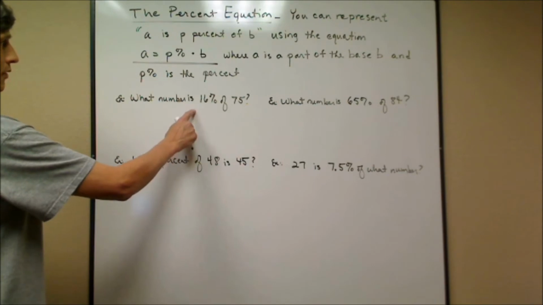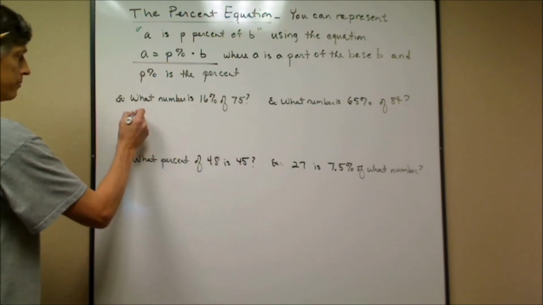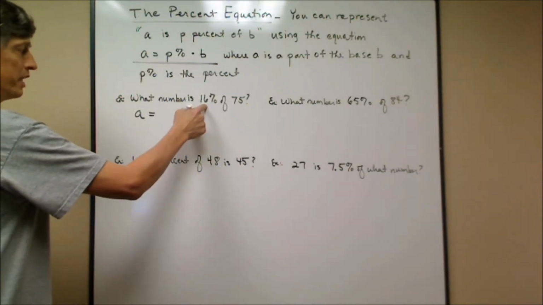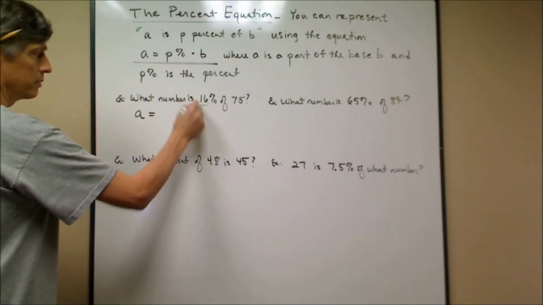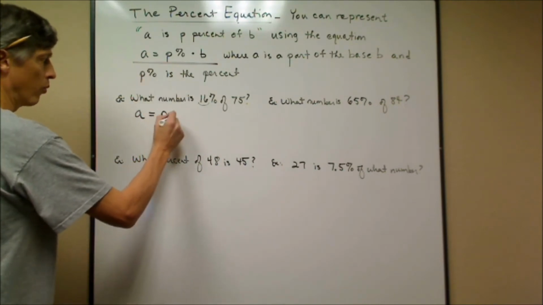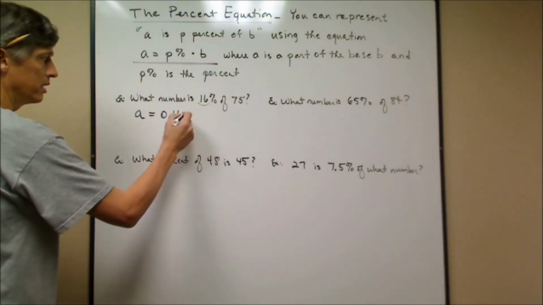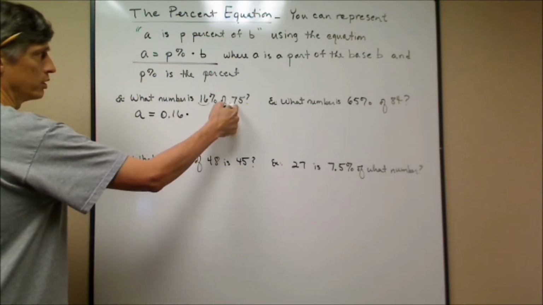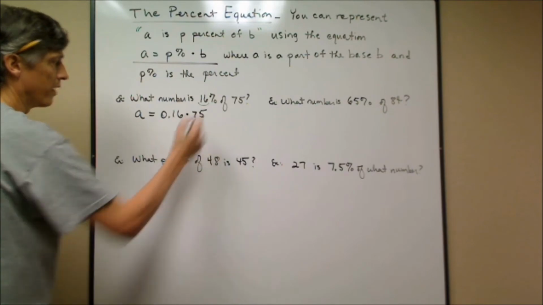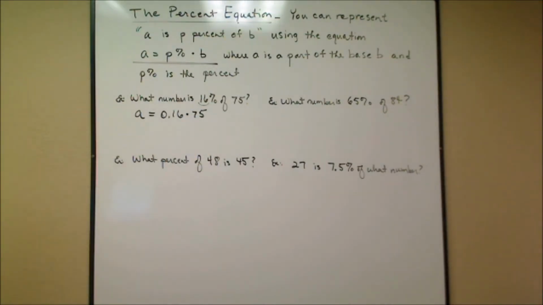What number is, now this is the part, so I'll call it A. Is means equals 16%. I'm going to slide the decimal point 2 places to the left, drop the percent sign, I get 0.16. Of means times, and that of course is my base number here, times the base, 75. So now it's just a matter of multiplying these 2 numbers together.